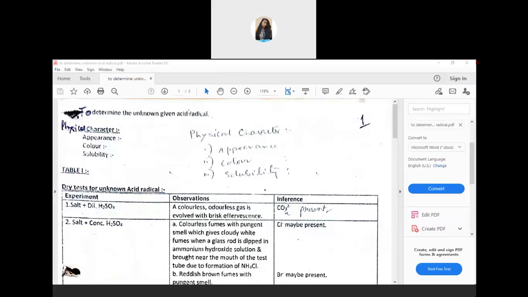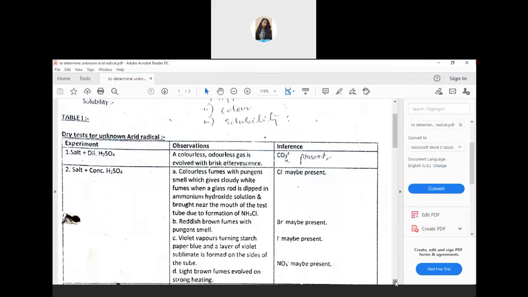For this practical you don't need to write down the theory. You can directly write down the experiment. I will give this PDF in your WhatsApp group. I will discuss it today, and after that I will give you the PDF.